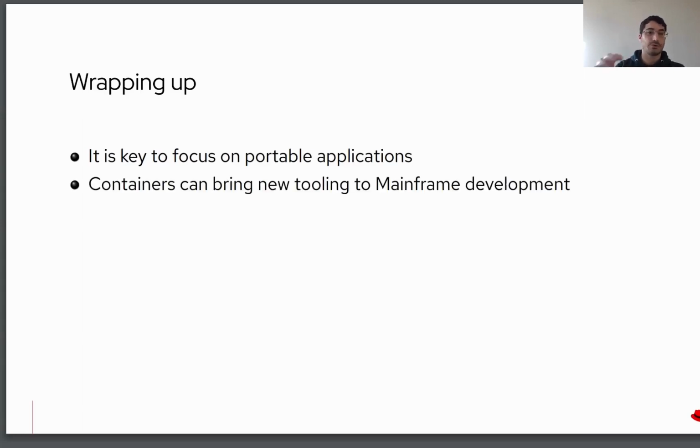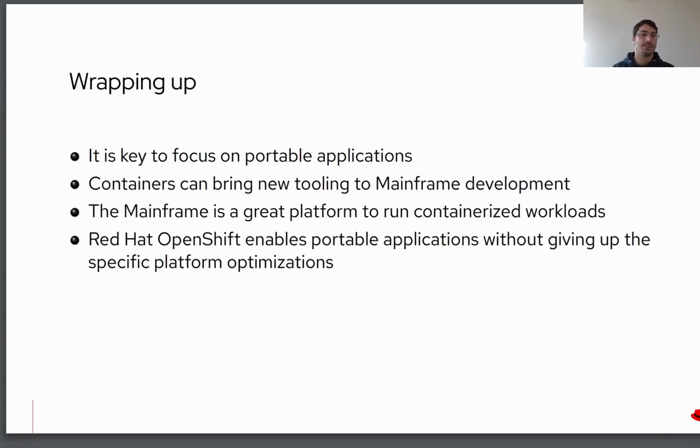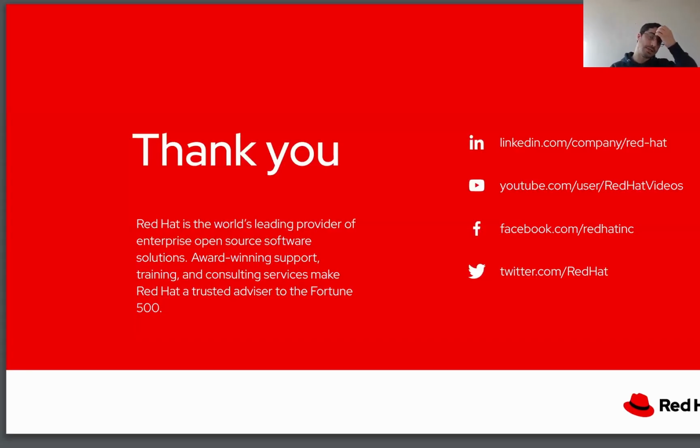And the mainframe is a great platform to run containerized workloads as well as non-containerized workloads, obviously. But containers would also run very well, I think, on the mainframe. And the last point is that OpenShift enables applications to be decoupled from the hardware itself, and this gives a lot of flexibility, but also allows the application to still leverage platform-specific optimizations. So with this, thank you.